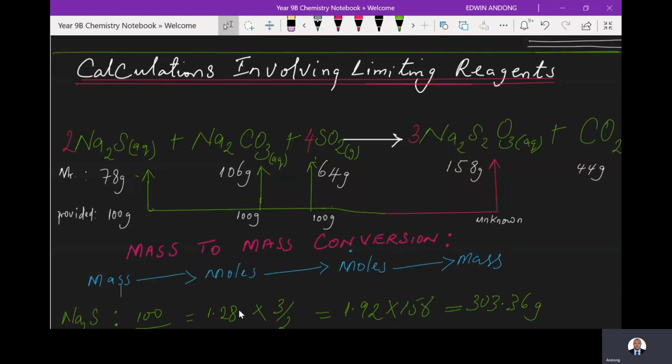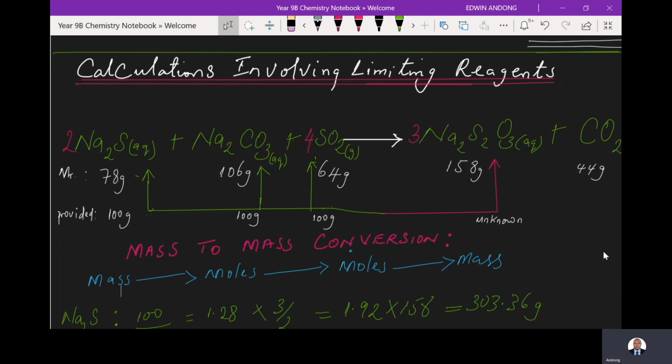Yes, this is a summary video on calculations involving limiting reagents. In the previous lesson, we have done how you can calculate mass to moles, moles to moles, and how you can now convert from mass to mass.